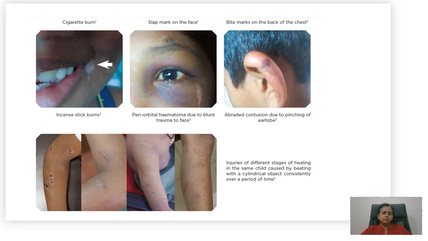So these are some of the photographs showing the external injuries: hitting, burning, bruising, incense stick burns are some of the injuries that we have seen in the literature.